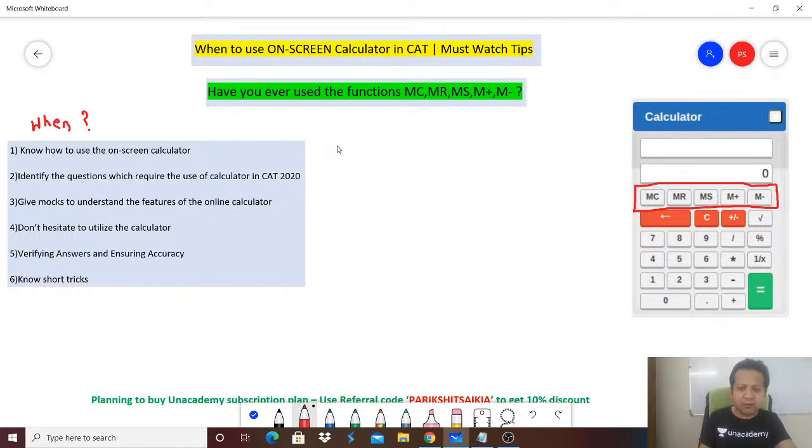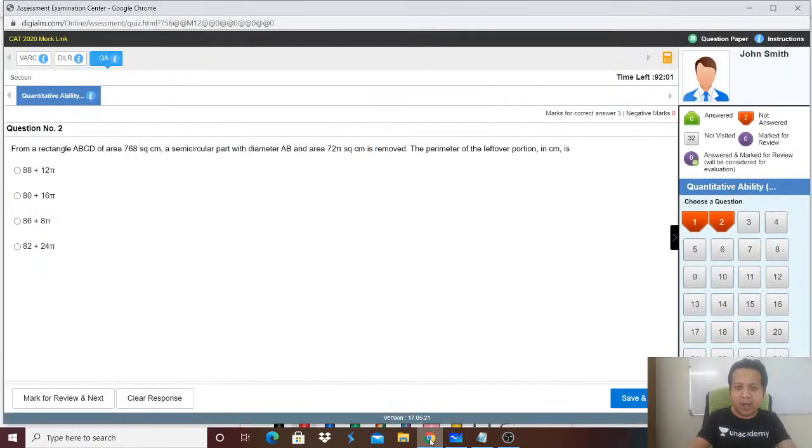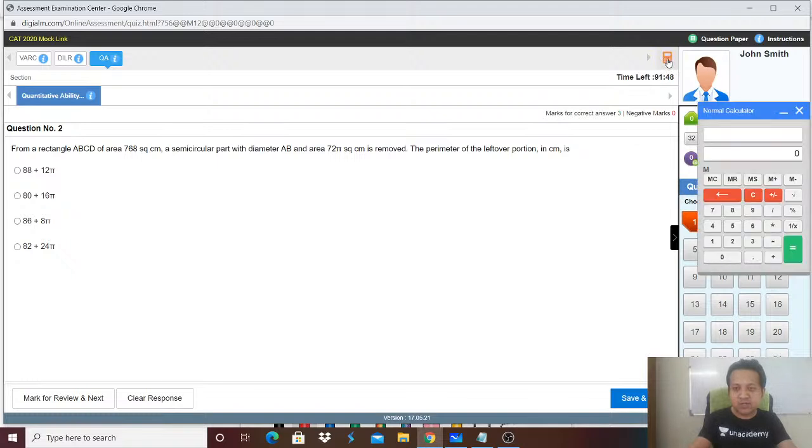Let's say you need to find out the value of 8 root 2. How do you find out this particular value in your online calculator? Will you first press root and then 2, or will you first press 2 and then root? Now what I will do here is go to your CAT mock exam screen. This is your IIM website. I have entered the CAT 2020 mock exams, and I will bring up the calculator right on your screen so that you are aware of how to use this calculator.